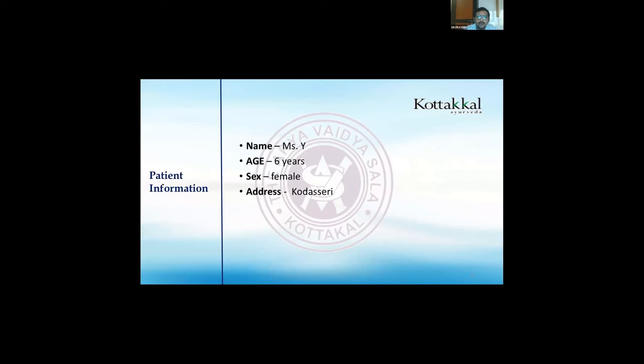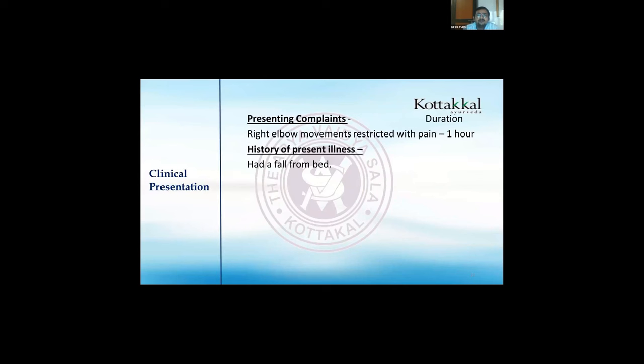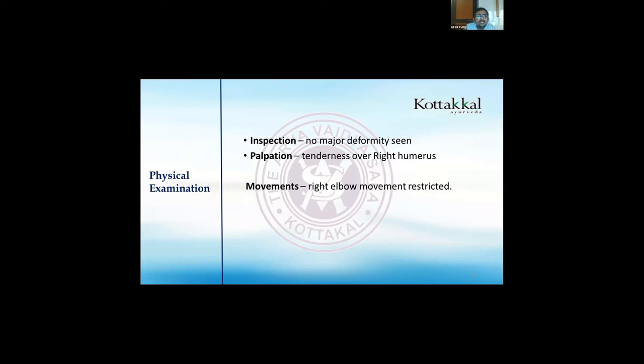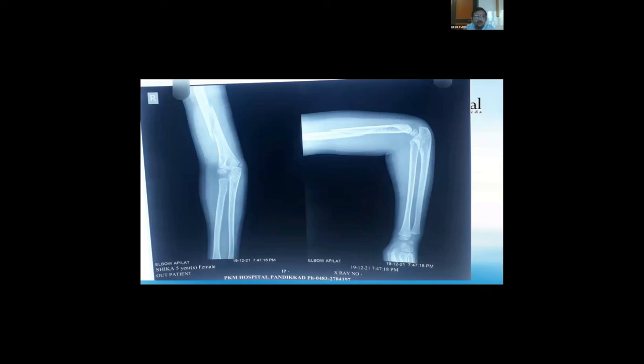Okay, so coming to the next case, it is of a kid of 6 years from nearby our area, and she had a fall with pain and restriction of movement of the elbow. Okay, on inspection there were no major deformities, but there was severe tenderness over the right humerus, and we sent for an X-ray of the right humerus AP lateral view with elbow. So we found that there is a spiral fracture of the shaft of the humerus. You can see the fracture in the X-ray. Okay.